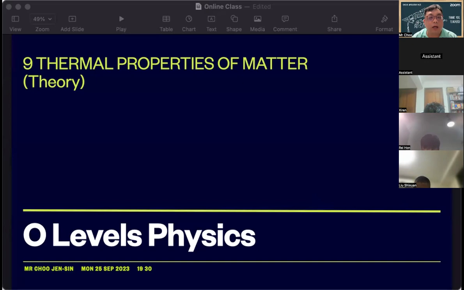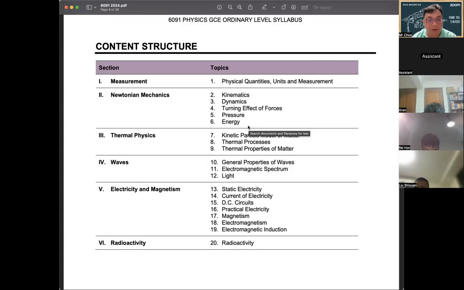Let me show you how the physics content is structured. As you can see over here, we have completed sections 1 and 2. We are almost completing section 2. And so now today, we will be doing the last part, all thermal properties of matter.